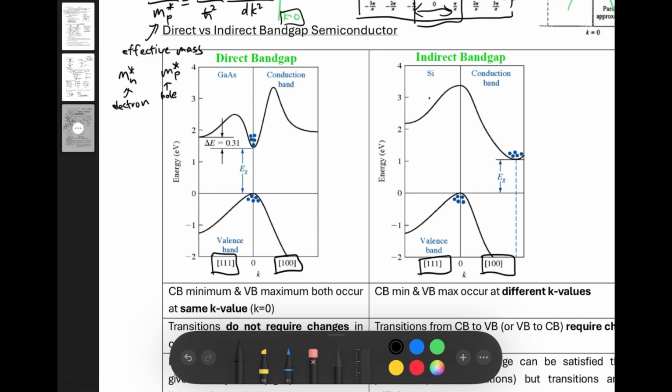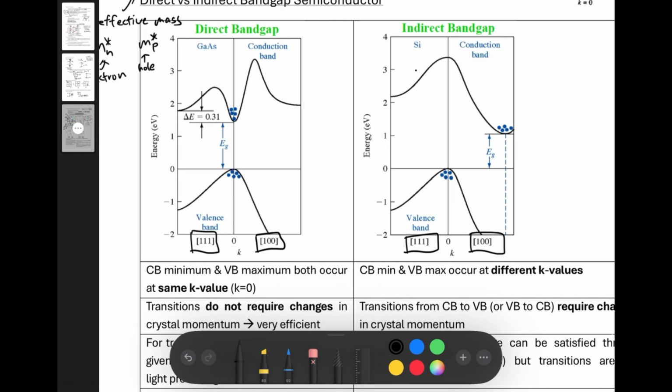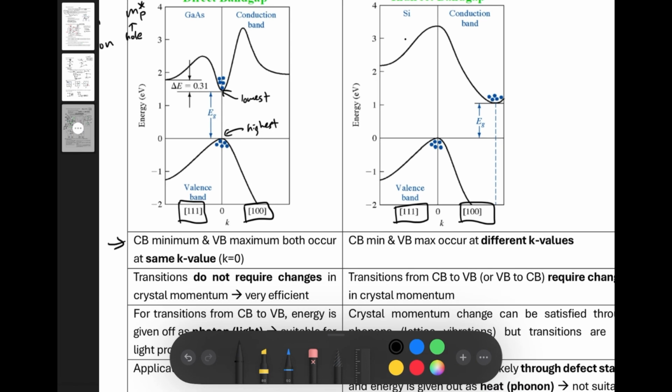But anyways, the direct bandgap semiconductor is where the lowest point of the conduction band, which is here, and the maximum or highest point of the valence band, both occur at the same k value. So a direct bandgap semiconductor, as you can see, is where the CB minimum and VB maximum both occur at the same k value. Here k is equal to 0.